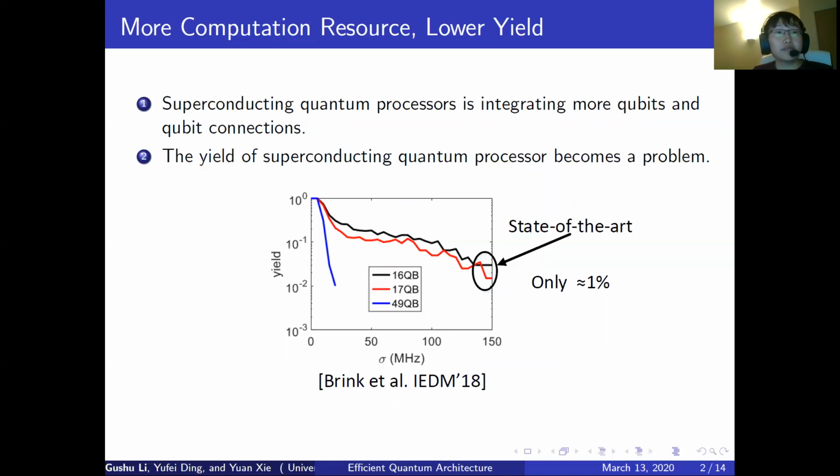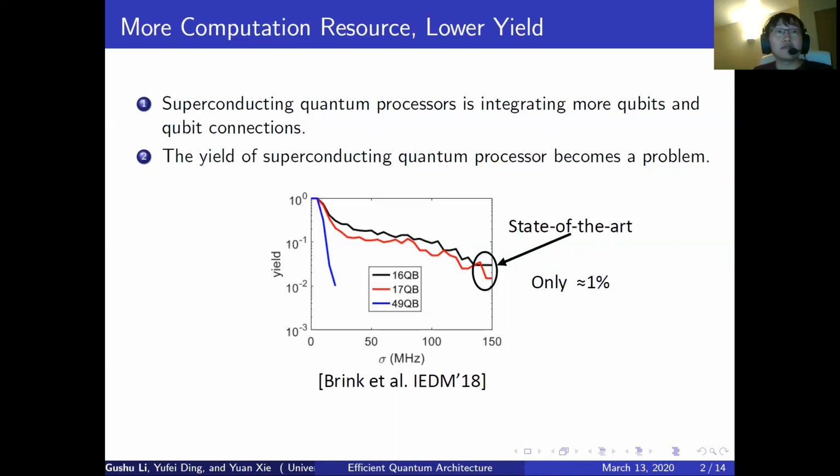Little attention was paid to this problem before. However, the yield problem is indeed hindering the development of larger scale, more complex superconducting quantum processors. For example, as reported by IBM, the yield rate of a 16-qubit chip under their state-of-the-art technology is only around 1%.